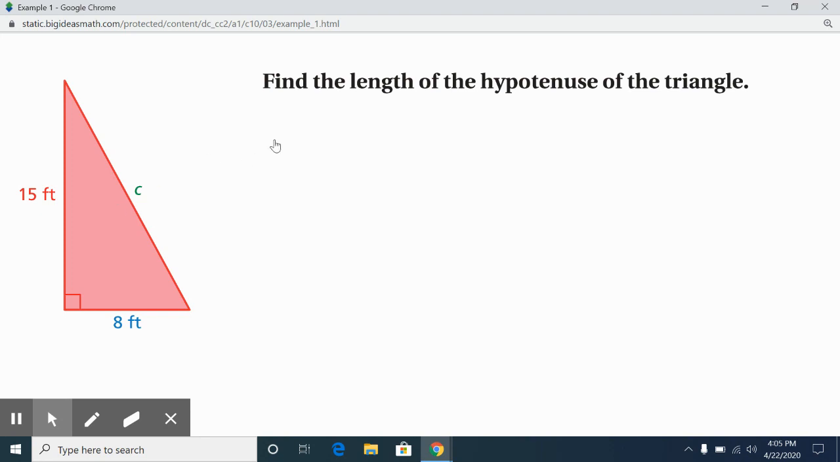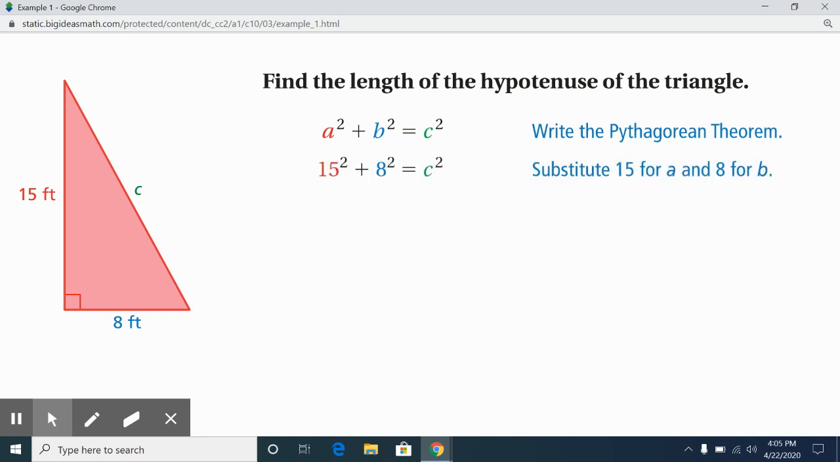When we're finding the length of the hypotenuse, we are looking for what c is. Now there's your theorem. I want to show you something pretty important: the legs go hand in hand. What I mean by that is 8 could have been plugged in for a and 15 could have been plugged in for b, and you'll still get the same answer.